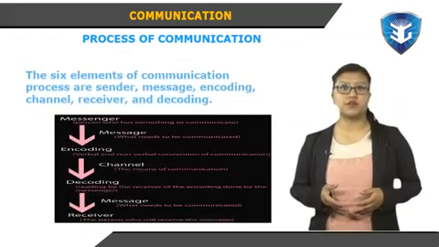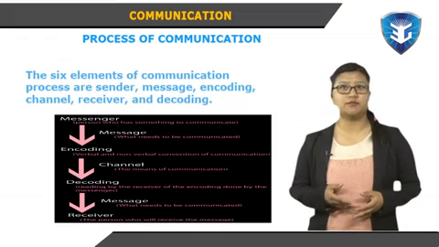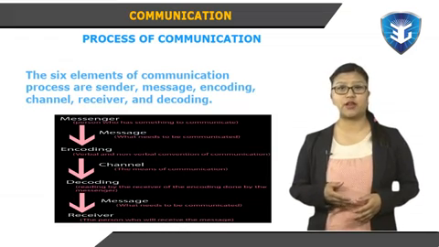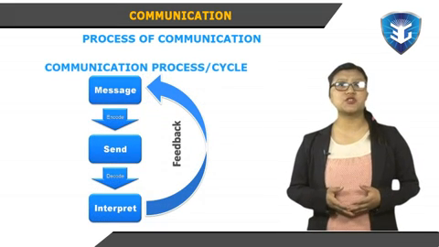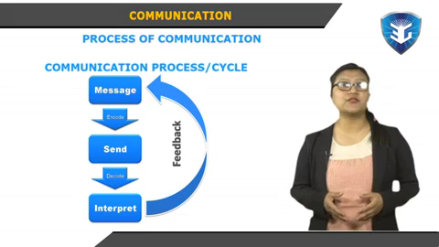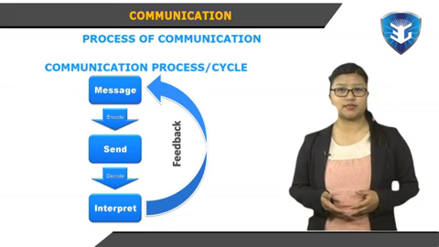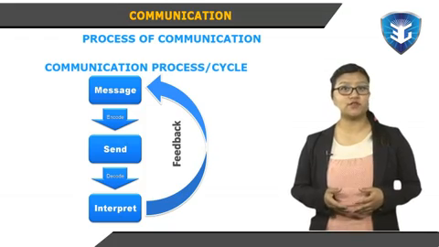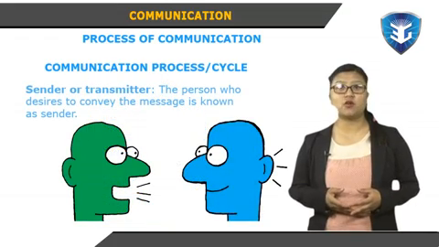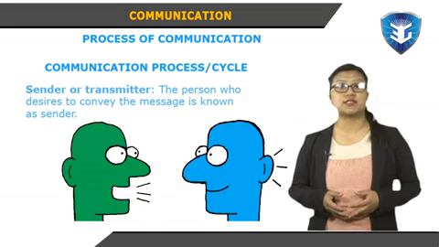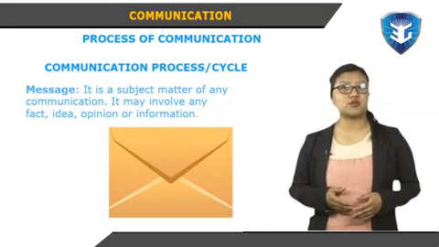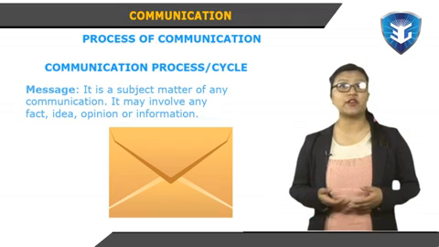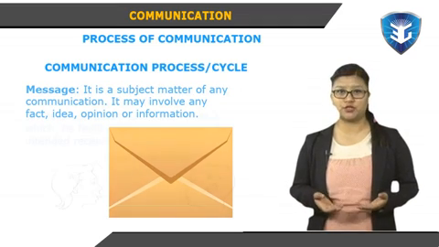The 6 elements of the communication process are sender, message, encoding, channel, receiver, and decoding. Communication process or cycle: the transmission of the sender's ideas to the receiver and the receiver's feedback or reaction to the sender constitute the communication cycle. The process of communication involves the following elements. Sender or the transmitter: the person who desires to convey the message is known as the sender. The message: it is the subject matter of any communication. It may involve any fact, idea, opinion, or information.